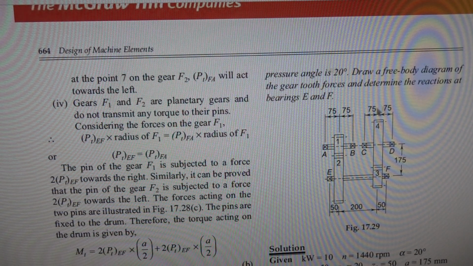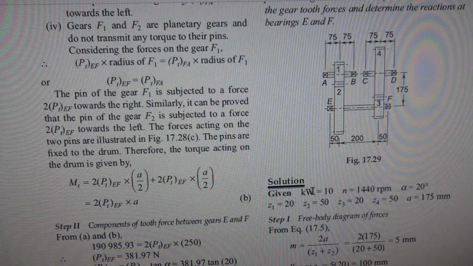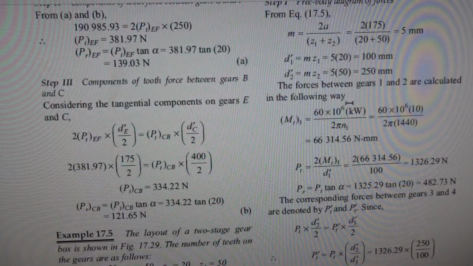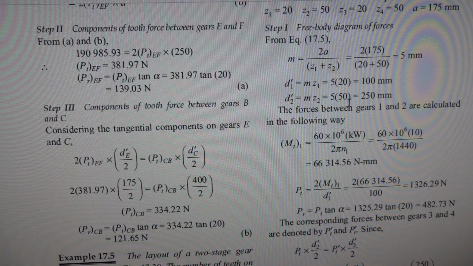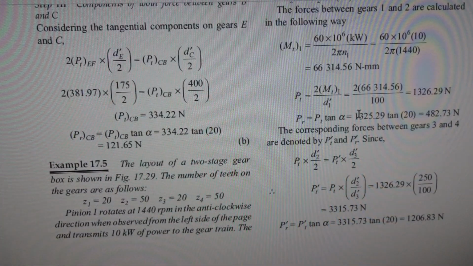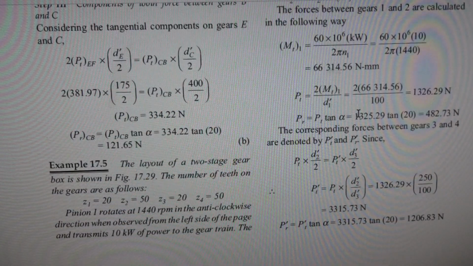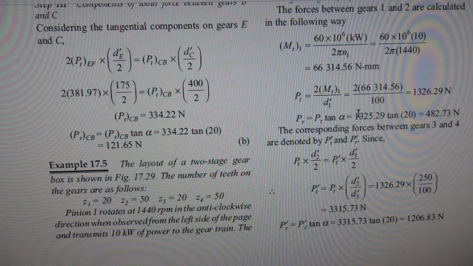All the data has been given in this diagram. The power transmitted is 10 kilowatt. First try to solve it, and if you face any problem you can write in the comments of the video. I will explain it in the next video. In the next video I will explain the force analysis on the gear and how to find the stress on the gear.